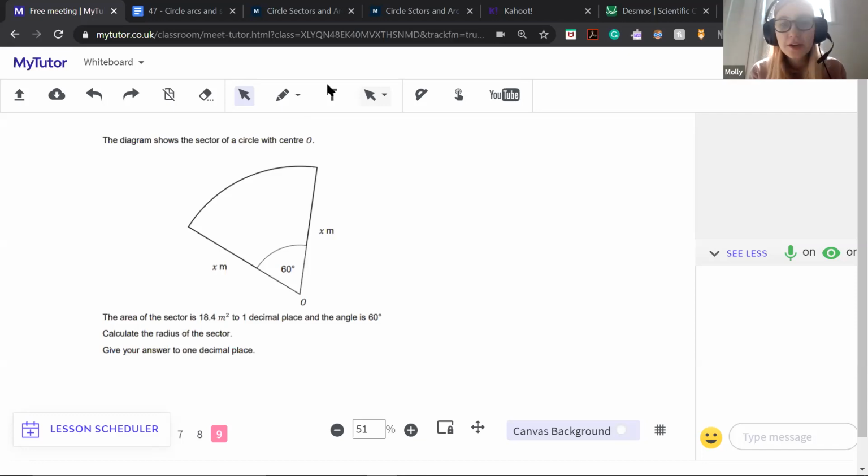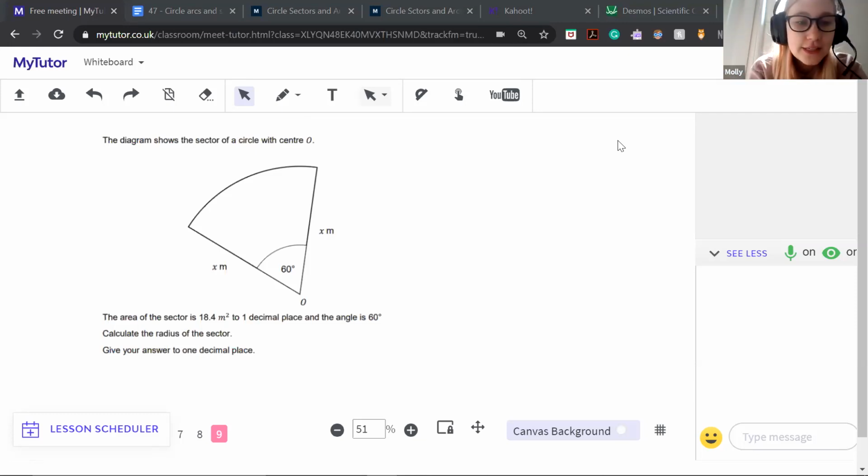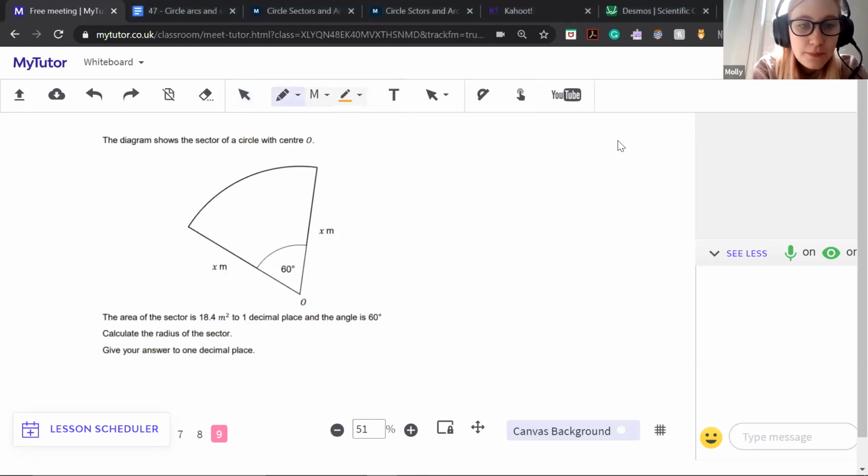Cool, people are having some really good ideas, which is fantastic. So we're just going to set up an equation. We've actually done a lesson before on forming and solving equations, if you remember that. So it's really similar to that. So let's think about if we were just given the radius as x and we wanted to work out the sector area, what would it be?